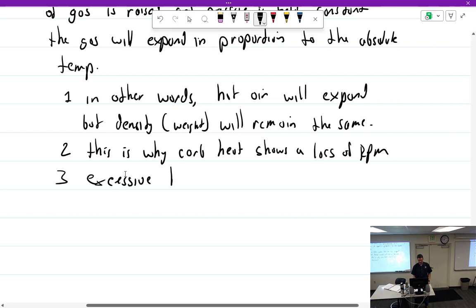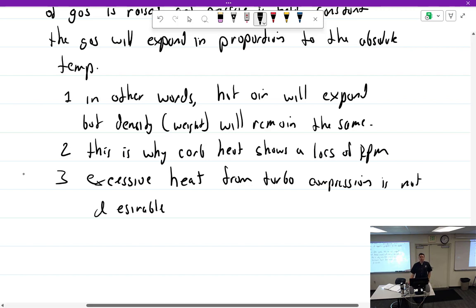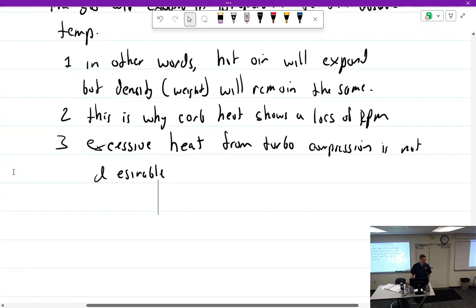All right, so starting to write: excessive heat, or the excessive heat from turbo compression is not good, not desirable. Why? Every time you compress air, and that's what I got off of you yesterday, compressing air, I talked about the compression igniter. So when you compress air, air gets hot. If it gets hot, then that is not a good thing, right? So you have to consider that when you talk about turbocharging or compressing.